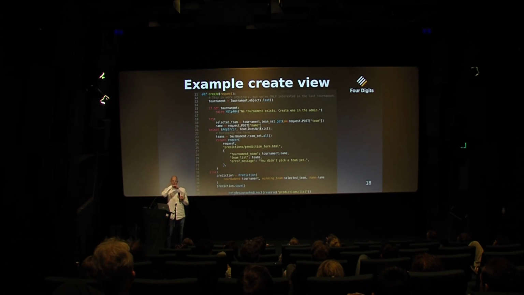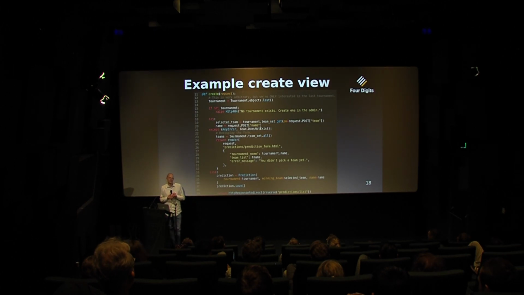Now we have this view to create a prediction. That's the one you just saw at the beginning, the one with the form. And now it gets a bit trickier, apart from the fact that this code is maybe a bit messy, and maybe you should do this with a Django form, but as I said, I was just following a tutorial. So the thing is, this is a little bit harder to test.